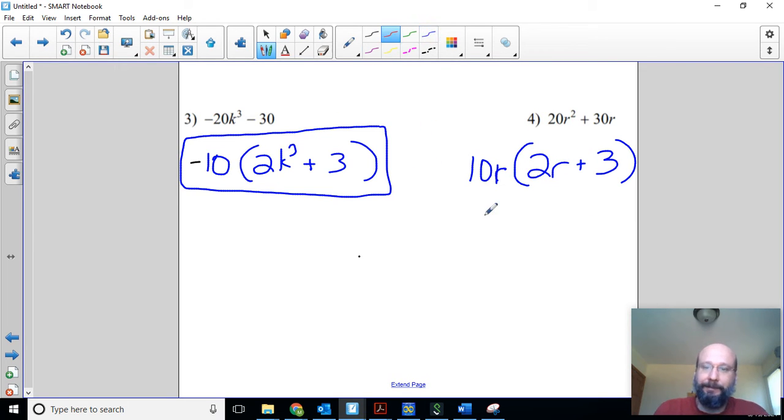Again, if I was to multiply 10r times 2r, it's 20r squared. 10r times 3 is 30r, right? I would get the same thing, but this is my answer.